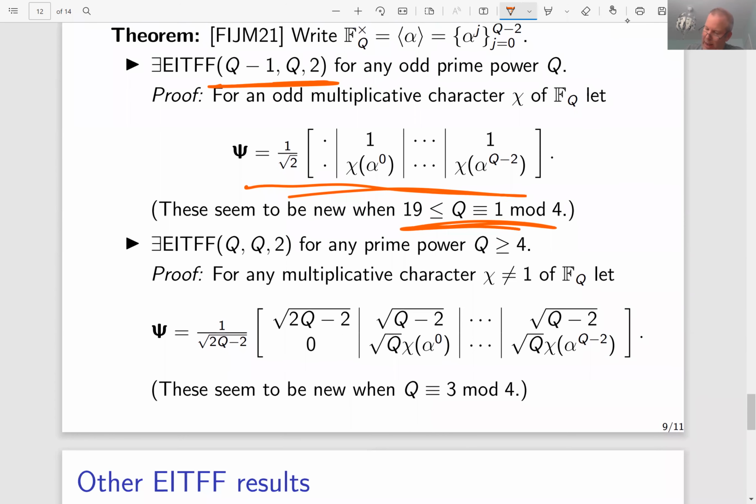And then there's a second construction that's kind of related, but it actually produces Q subspaces of space of dimension Q, both being planes as well. When Q is congruent to 1 mod 4, this is very closely related to a previous construction of Tau that I mentioned on a previous slide. But when Q is congruent to 3 mod 4, these seem to be new.